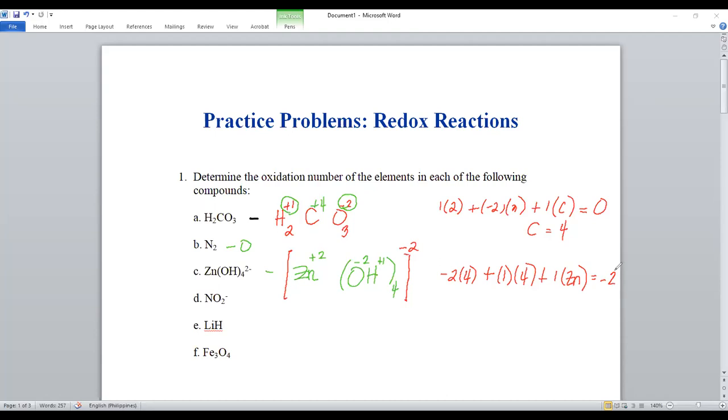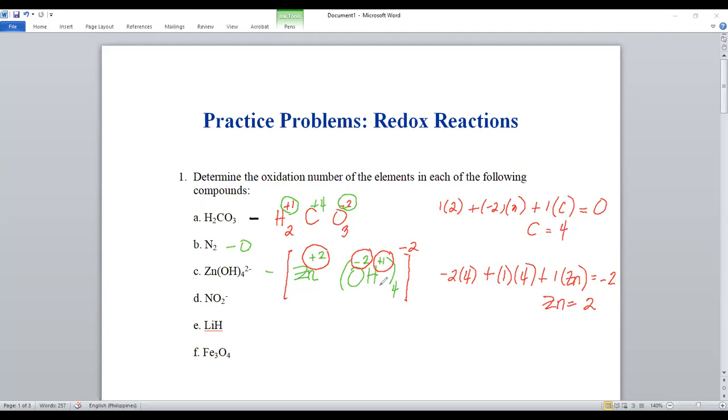Okay, so we will continue. This is negative. This is -8 + 4. This is -4, right? So if this -4 is transferred on the other side, that would be +4 − 2. So zinc has a charge of 2. So as expected, this one is correct. The oxidation state of zinc is 2. Oxygen is -2. And hydrogen is +1. This particular polyatomic anion has a net charge of -2.